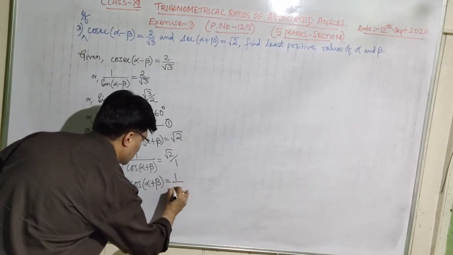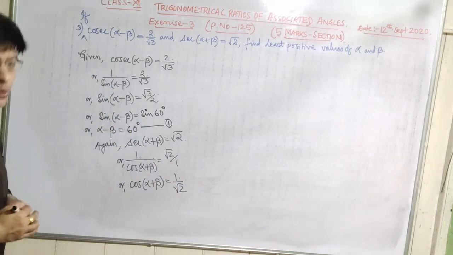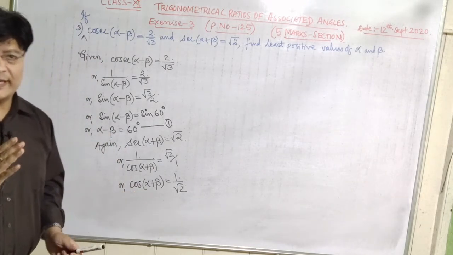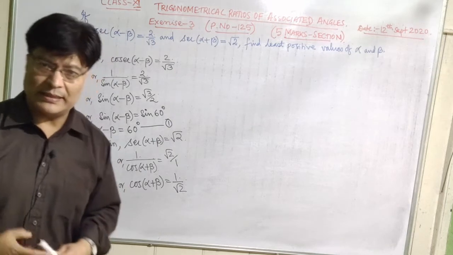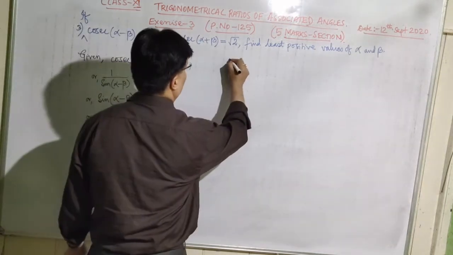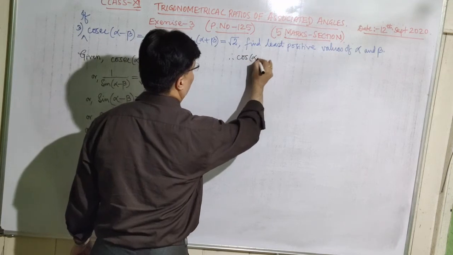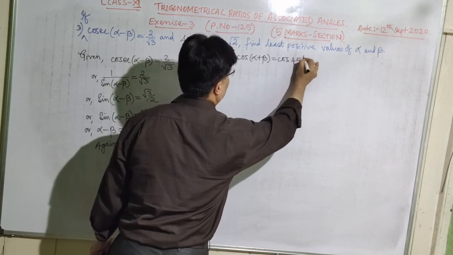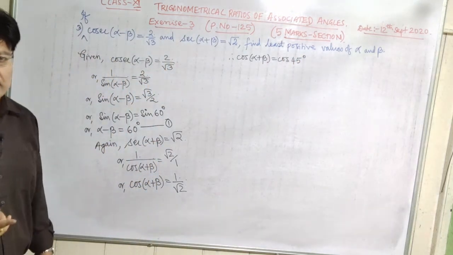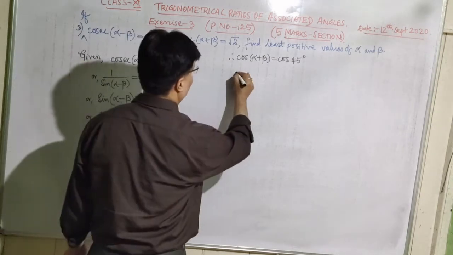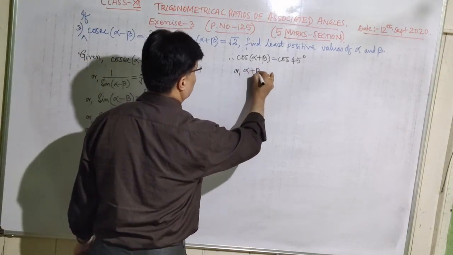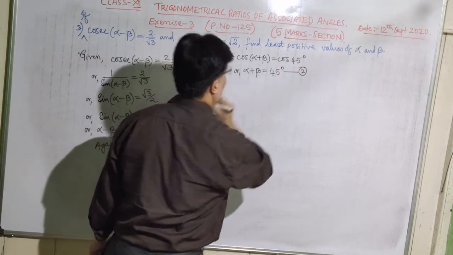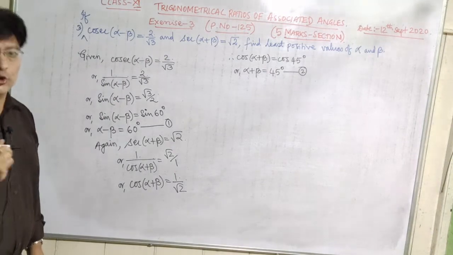So inverting both the sides, cos of alpha plus beta is equal to 1 upon root 2. Here also cos is positive. Cos of which angle is 1 by root 2 in the first quadrant? It is 45, right? So cos(alpha plus beta) is equal to cos 45 degree, because cos 45 degree is 1 by root 2. From both the sides you can cancel this cos. So alpha plus beta is equal to 45 degree. That is equation number 2.